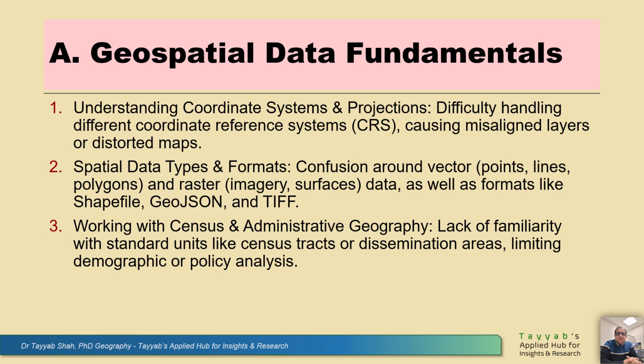As a coder, as a developer, you need to understand what coordinate systems and map projections are, because developers usually have difficulty handling different coordinate reference systems, causing misaligned layers or distorted maps. The spatial data types and formats can also create confusion around vectors. We have points, lines, polygons, raster, usually imagery and surfaces data, and we need to deal with other formats: shapefile, GeoJSON, TIFF, geodatabases, or those kinds of concepts.